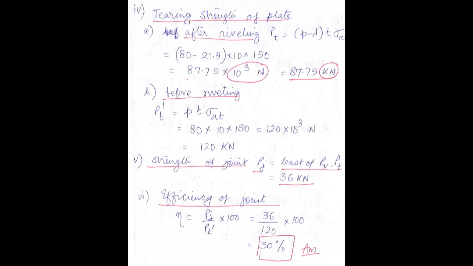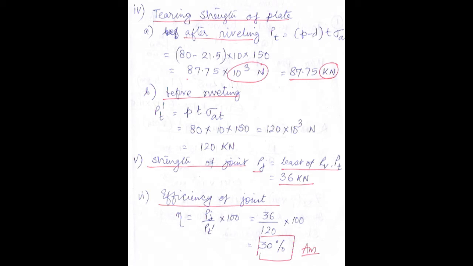So strength of the joint, that is the fifth step, PJ is the least value of RV and PT. What is RV? RV was 36. What is PT? PT is 87.75 kilonewton. So what is the least one? 36 kilonewton. So strength of the joint is 36 kilonewton.